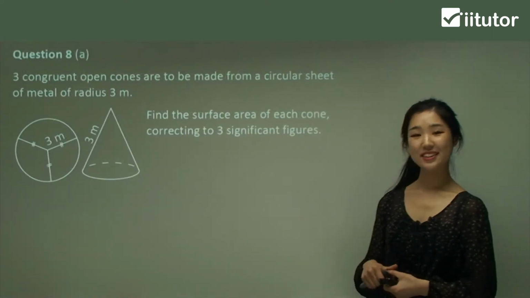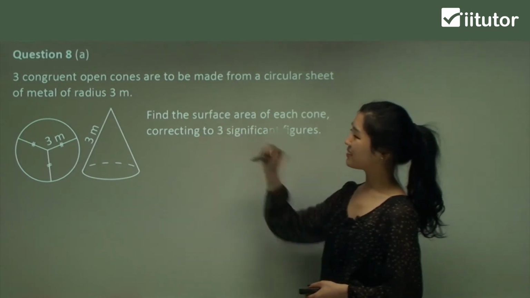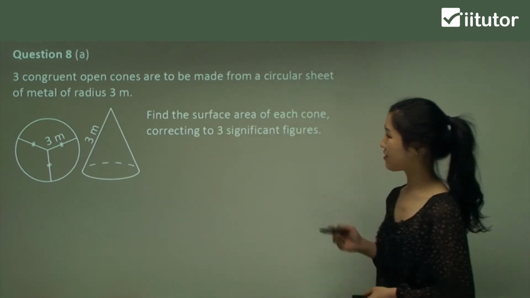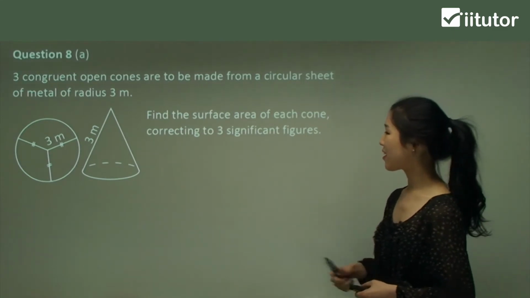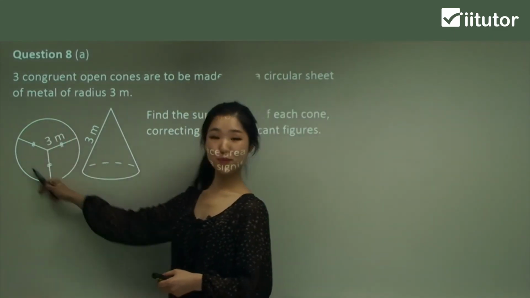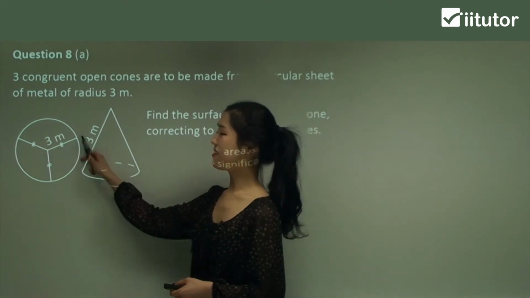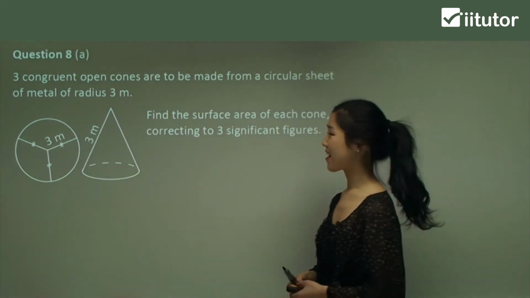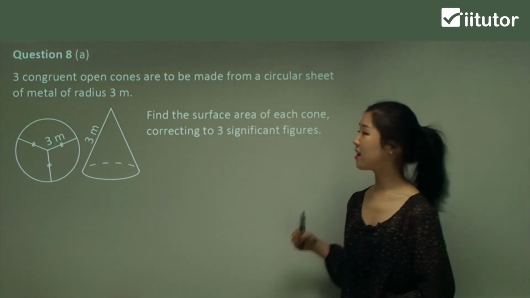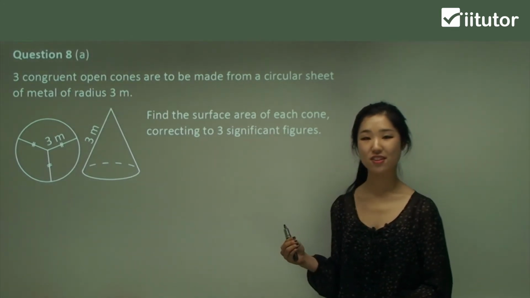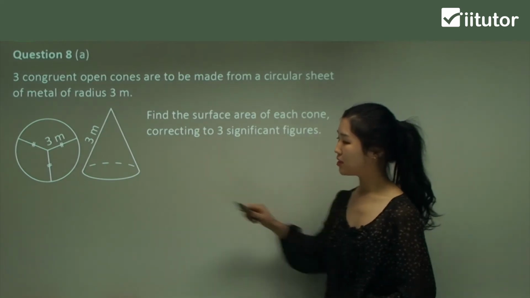Okay, question 8, starting with question A, it says 3 congruent open cones are to be made from a circular sheet of metal of radius 3 meters. So this is our circular sheet of metal and it says that the radius is going to be 3 meters. Okay, now with that sheet of metal, I'm going to make 3 congruent open cones.